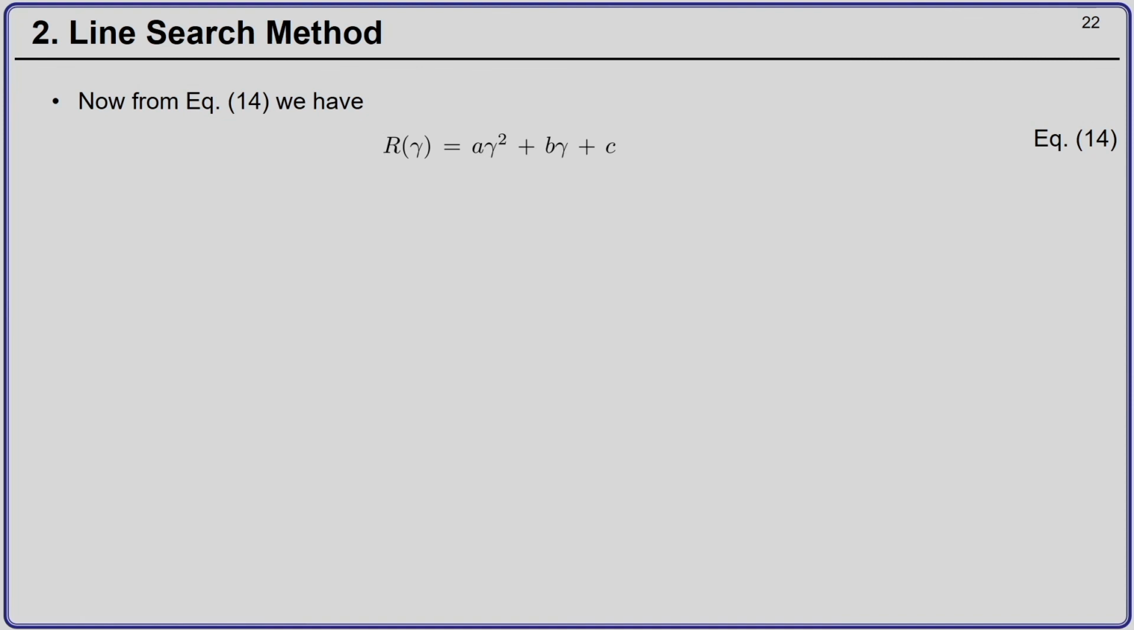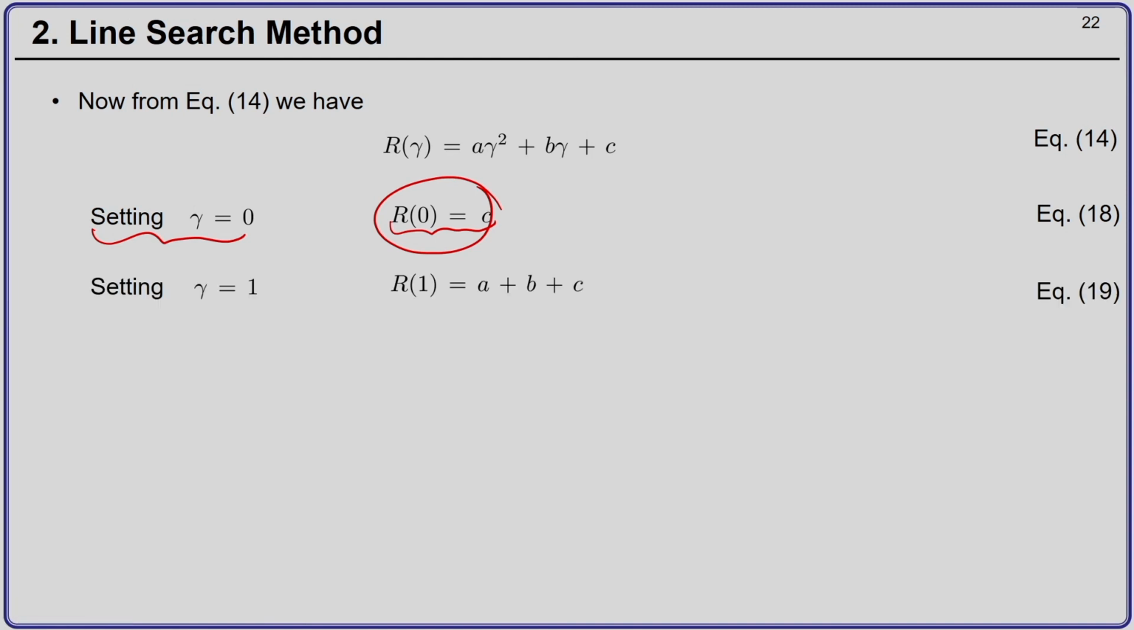Okay. So, from equation 14 we have this quadratic approximation of R of gamma as A gamma square plus B gamma plus C. Now if I set gamma equal to 0, I get R 0 equal to C, because these two terms will go away. So, one of the coefficients, C, is nothing but R 0. That is the residual internal energy at gamma equal to 0. Now, if I set gamma equal to 1, I get R 1 as the sum of A plus B plus C.